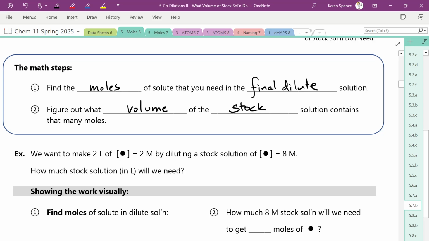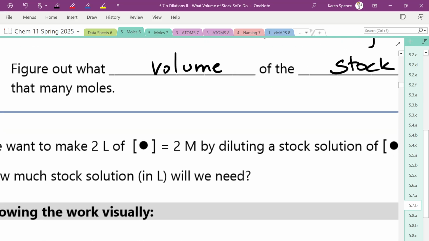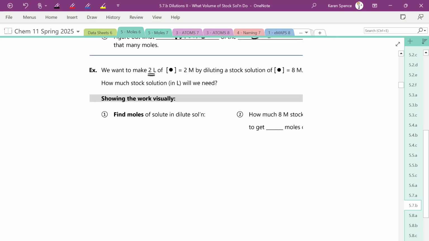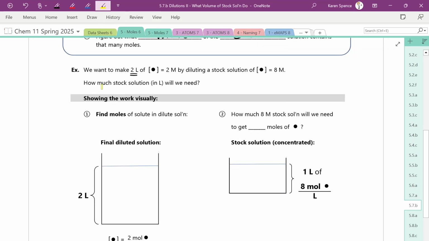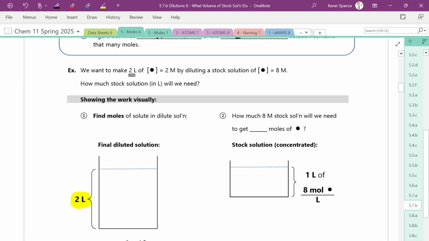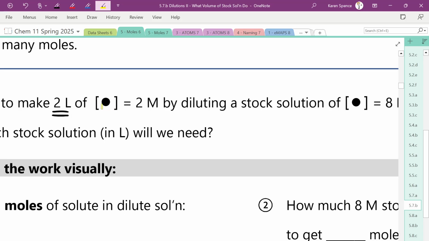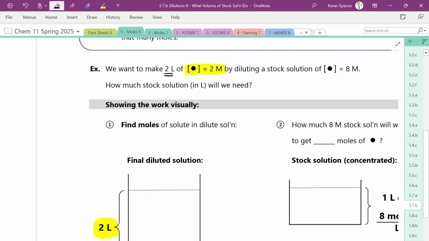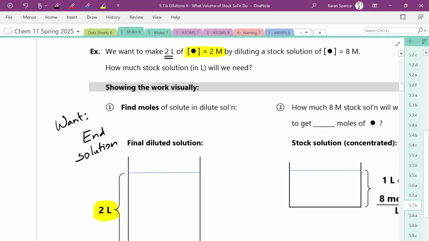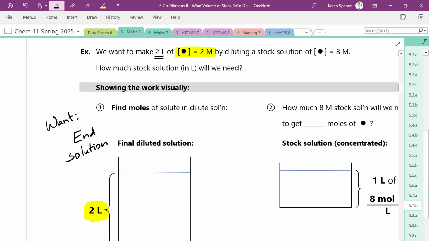So for example, let's say we want 2 liters. Okay, here's our picture. See, it's 2 liters, and we want it to have a concentration of 2 moles per liter. This is the solution. This is our end solution. This is what we want. We want 2 liters, and we want it to have 2 moles per liter.